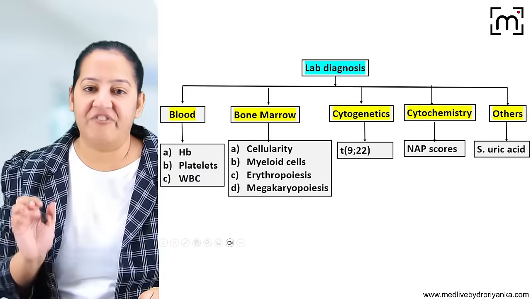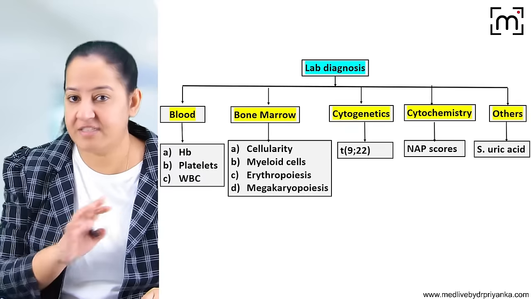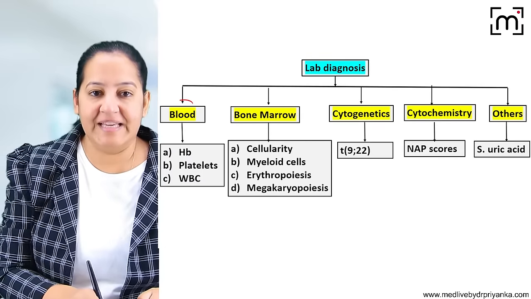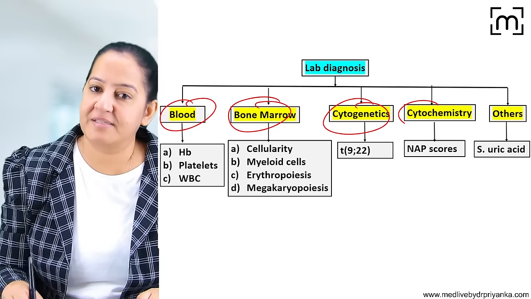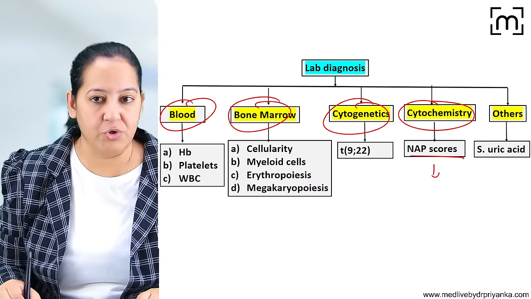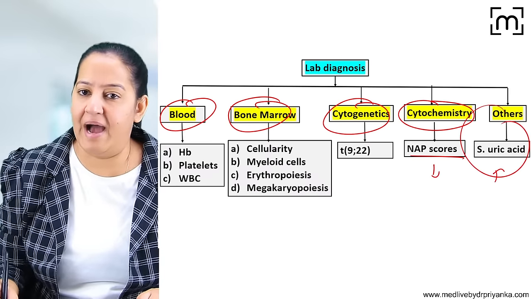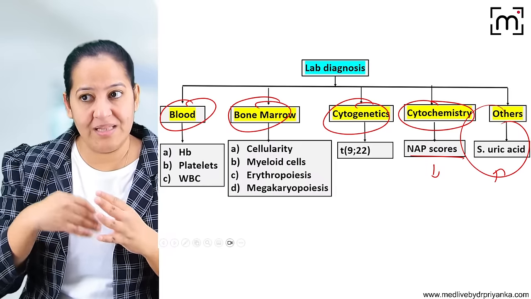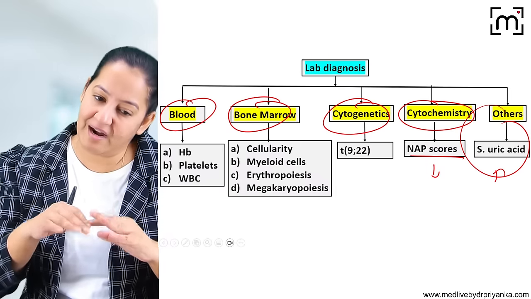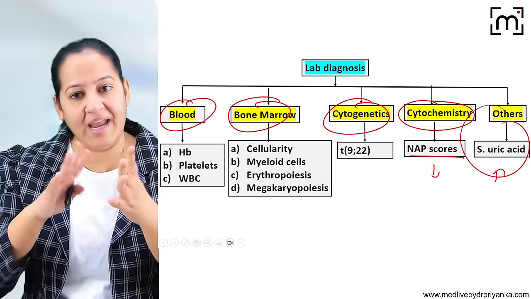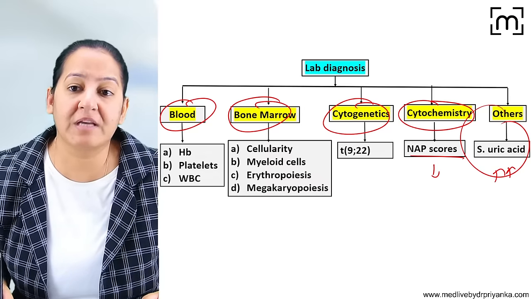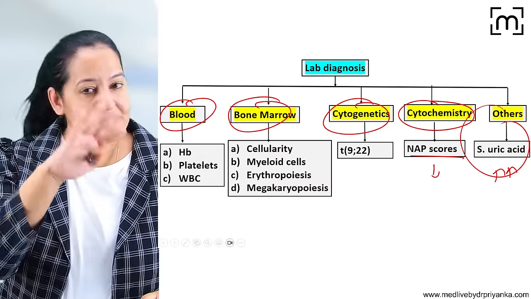It is reduced in CML. Now, the most important differential diagnosis of CML. We are done with the diagnosis. We have seen the blood picture, bone marrow picture, cytogenetics, and cytochemistry. Here the NAP score is reduced. Others: uric acid will be high because more and more cells are forming, and more cells are dying also. Whenever a cell bursts, uric acid will be more. So the patient presents with gout or hyperuricemia. We got it. So this is the complete diagnosis.